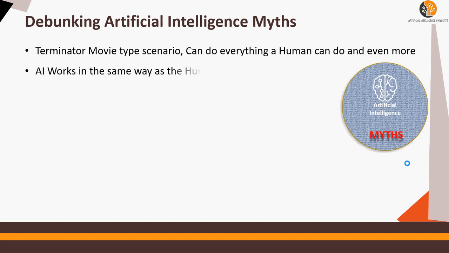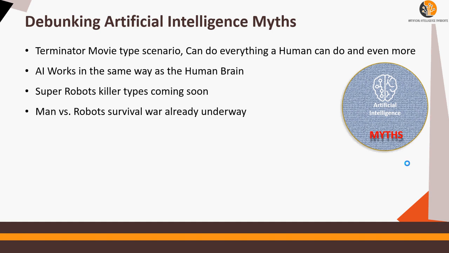Myth: AI works in the same way as the human brain. It does not. We have a very close resemblance, what is called deep learning, and I'm going to talk about deep learning in a few minutes, but it does not work as what the human brain can do. Myth: super robots, killer types are coming soon. It's not. Nothing is going to happen, at least from a killer type or man versus machine survival war. There is nothing going on at all.